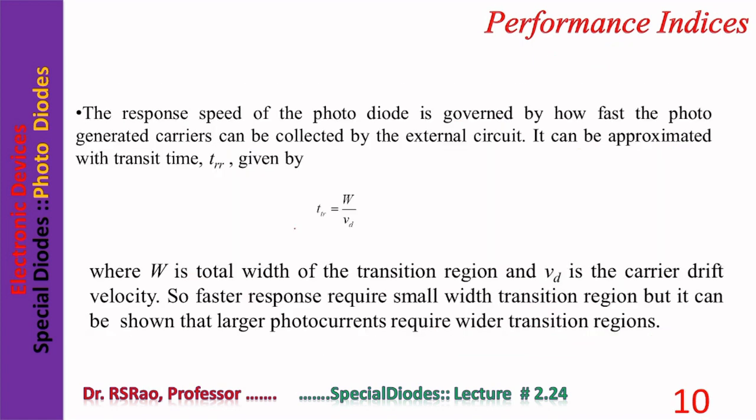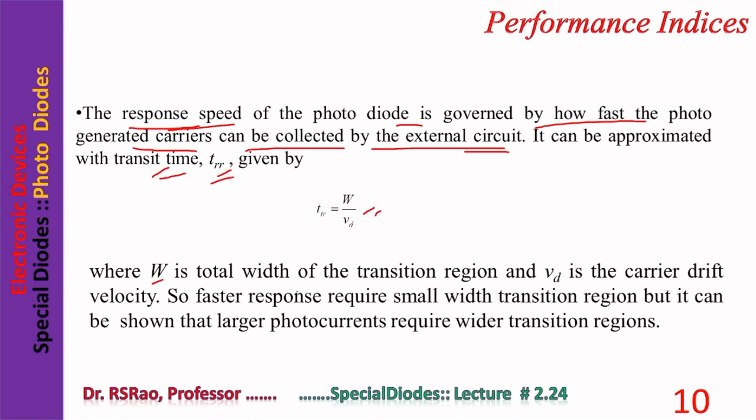Another performance index is response speed. The speed of the photodiode is governed by how fast the photo-generated carriers can be collected by the external circuit. It can be approximated with transit time TRR given by W by Vd.